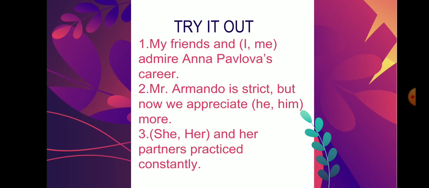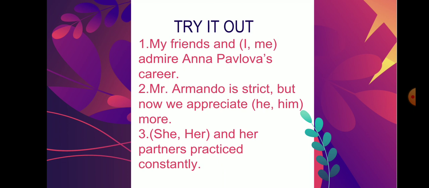Let's do the try it out. My friends and, the options are I, me, admire Anna Pavlova's career. Okay, I'll give you a couple of seconds so you can think about the answer and then I'm going to give you the answer. So the correct answer would be my friends and I admire Anna Pavlova's career. Why am I using I? Because I am using a subject pronoun. We're in the subject part of the sentence.